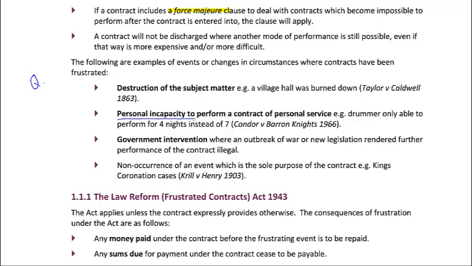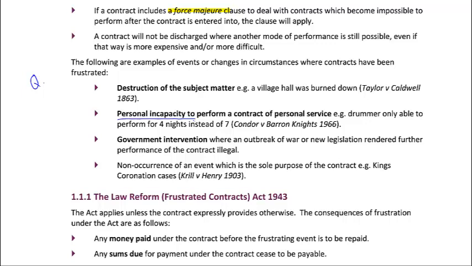Government intervention, for instance, the outbreak of war or new legislation, will also frustrate a contract. Imagine if you had a contract to supply cigarette machines to various pubs. The legislation has now been changed. It's not possible to have cigarette machines in pubs, and therefore your contract would be frustrated.